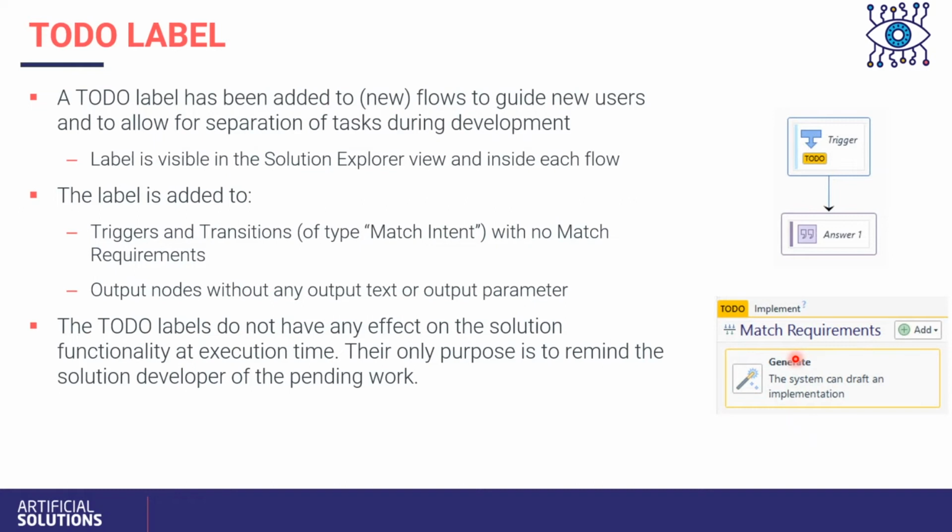That will be highlighted with this new to-do label, so you don't have to take notes and remember where you left something pending. Now the system will highlight it for you, so you can go in and find it easily afterwards. As I said, it sits on triggers, and it sits on outputs and also on transitions. Those are the 3 places where you will see these labels.